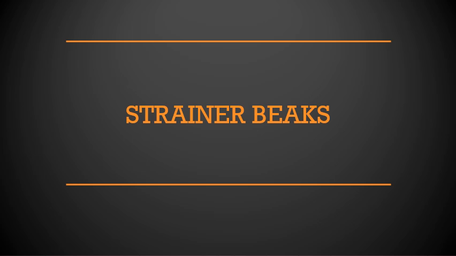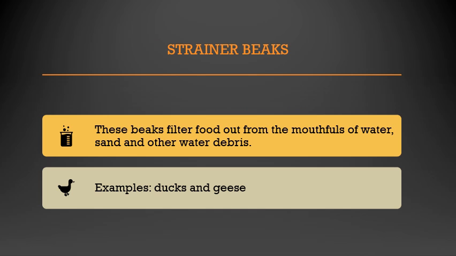Strainer beaks. Now, you must have seen aquatic birds like ducks and geese. Ducks and other water birds who eat water plants and aquatic invertebrates have strainer beaks. Strainer beaks means these beaks filter the food out from the mouthful of water, sand, and other water debris. They take a lot of water in their beak, and only the food will be left inside the beak, and all the other things will come out of the holes from the side. So the examples are the ducks and the geese.